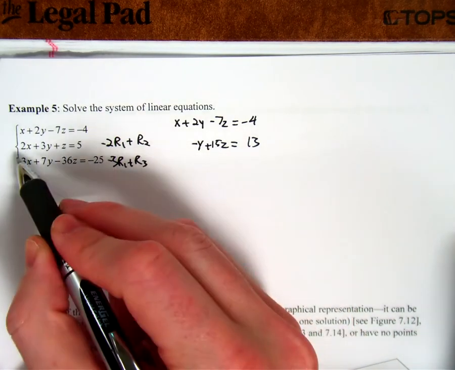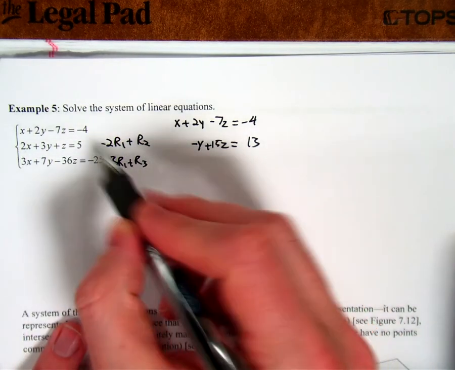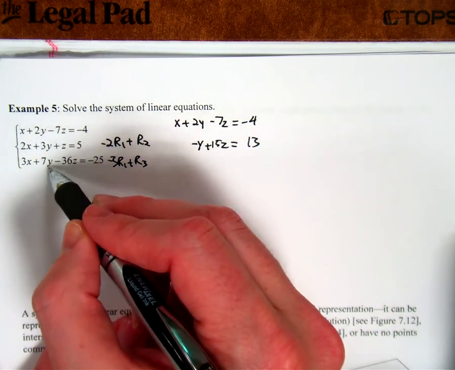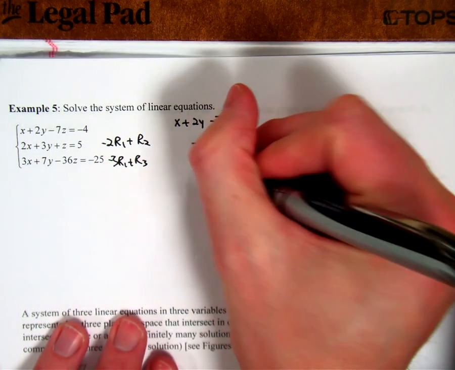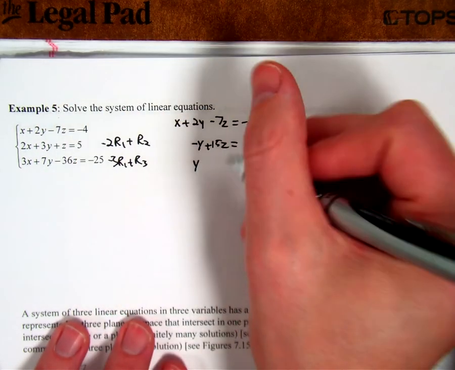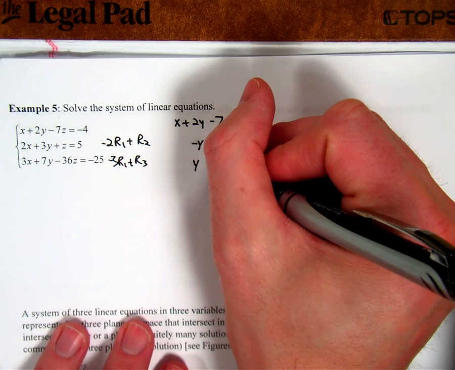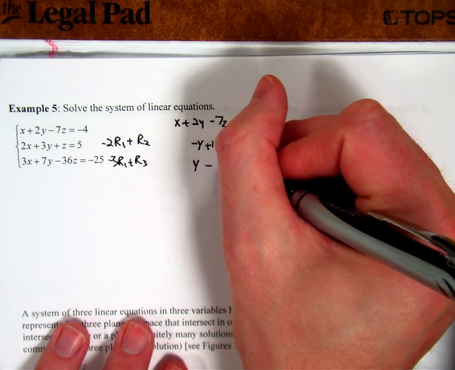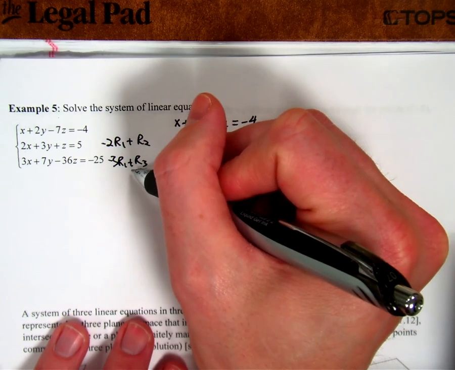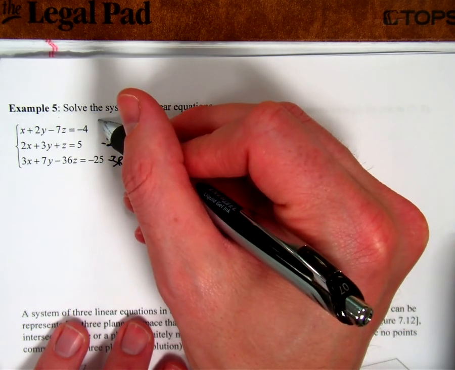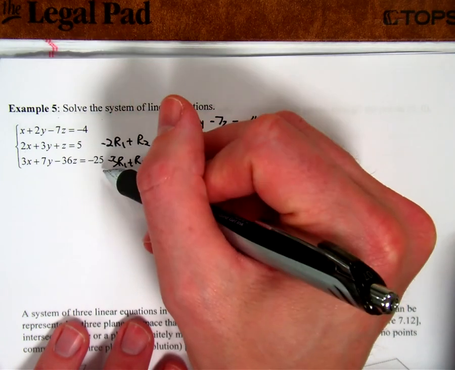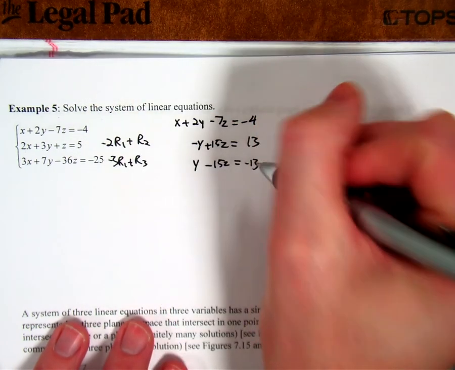Okay, bottom row. Now again, don't let your eyes wander back to R2. -3, 3 cancels. -6 and 7 makes positive 1y. Positive 21, -36, -15z. Okay, and then we'll have positive 12 and -25, -13.